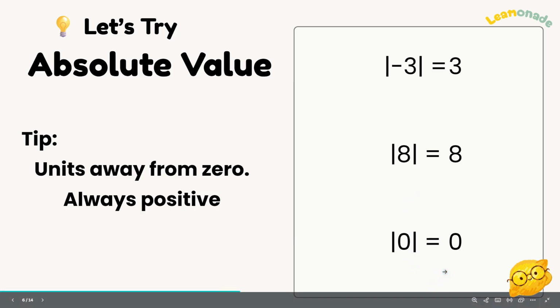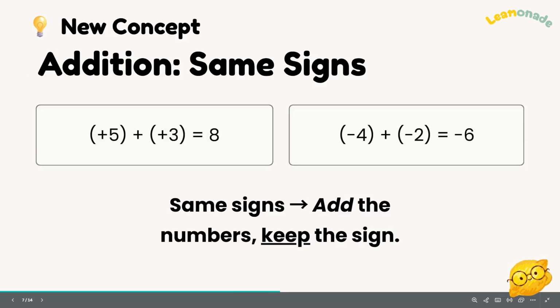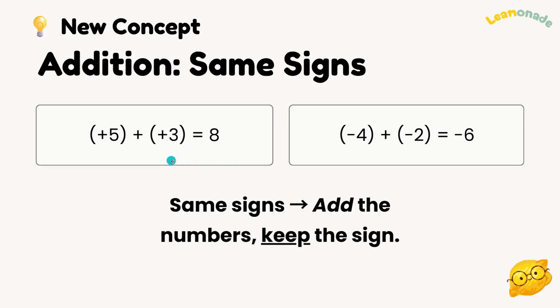Great job! Now that we understand absolute value, let's start adding integers. First, let's look at integers with the same sign. When both numbers have the same sign, simply add the numbers and keep the sign. Let's look at the first example. 5 plus 3 equals 8. Both numbers are positive, so our answer is positive 8.